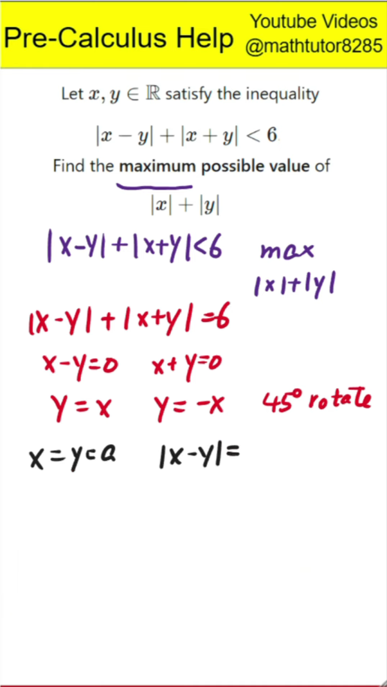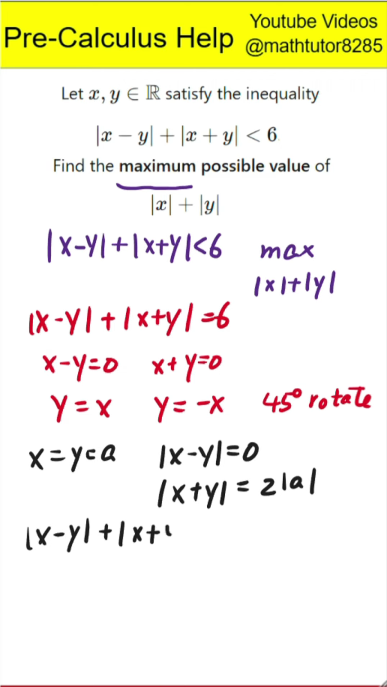Next step is to use symmetry to simplify the problem. To maximize the sum of the absolute values of x and y, we want to examine places where x and y have the same sign and possibly the same value. So let's suppose that x equals y and call that common value a. If x equals y, then the absolute value of x minus y is 0, and the absolute value of x plus y becomes 2 times the absolute value of a.